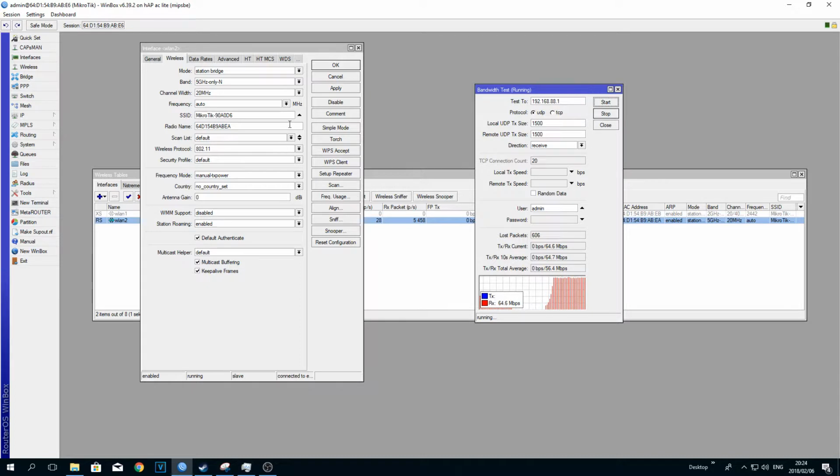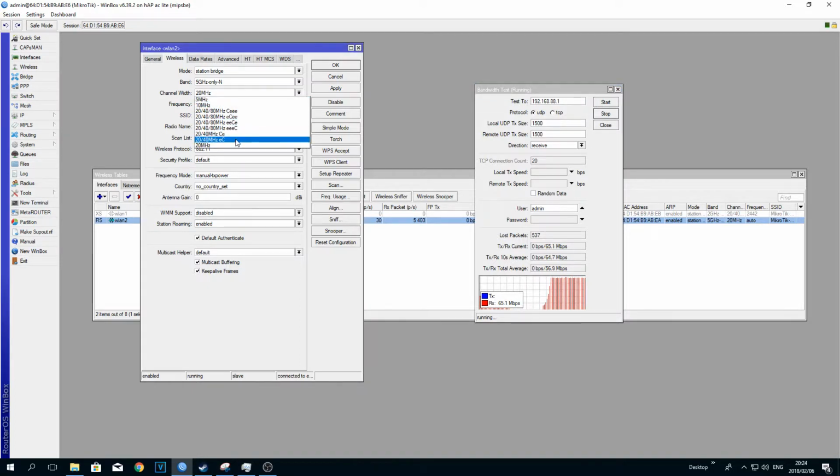Not only that, they also gave us the capability of pushing it to 40 megahertz channel width. So let's quickly check what that does. You'll see a drop and reconnect. Remember, we were at 65 megabits per second, and now we're pushing 130 megabits per second, which was groundbreaking back in the day. The next standard that came out was wireless AC. Wireless AC is a bit of a mixed bag.